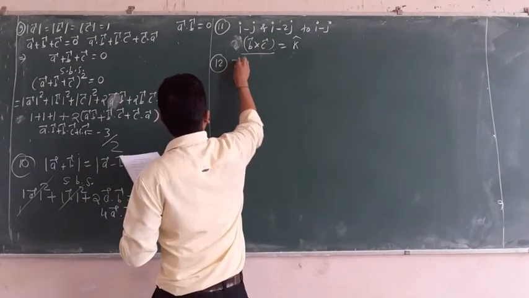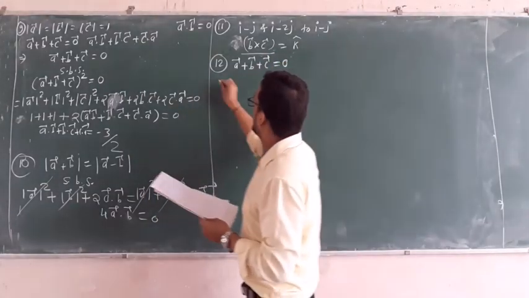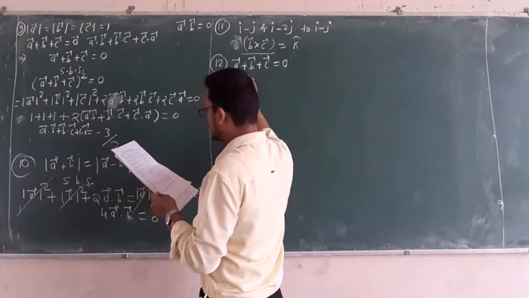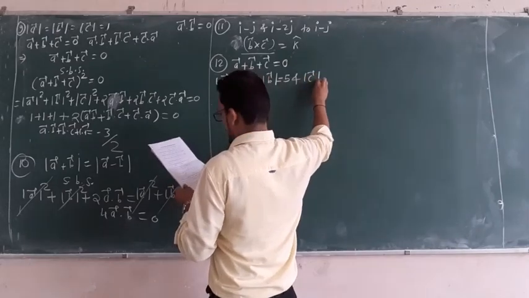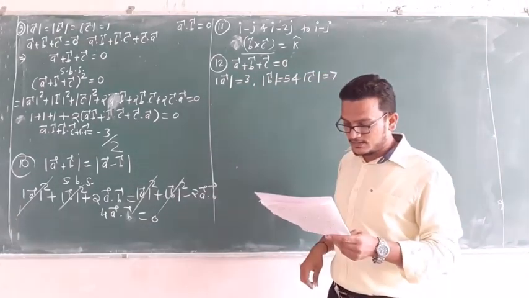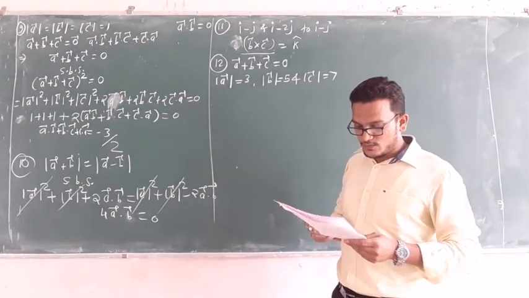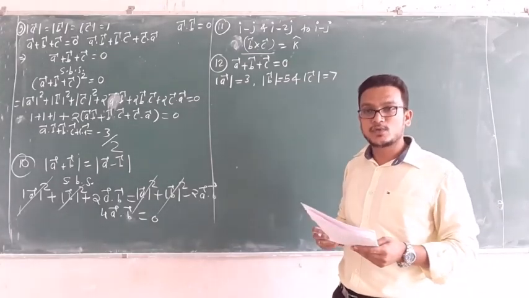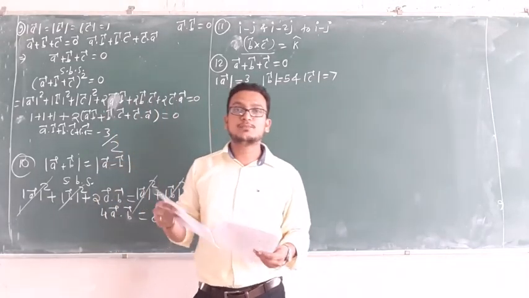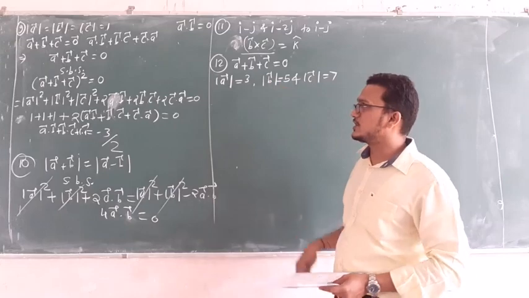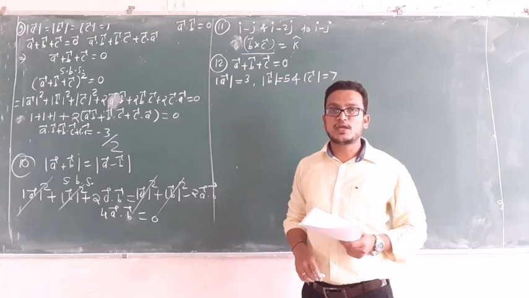Suppose vector A plus vector B plus vector C is equal to 0, and magnitude of A is equal to 3, magnitude of B is equal to 5, and magnitude of C is equal to 7. Then what is the angle between vector A and vector B? Okay, so here we have to find the angle between vector A and vector B. See, for this, angle between vectors means cos theta is equal to A dot B upon magnitude of A into magnitude of B.